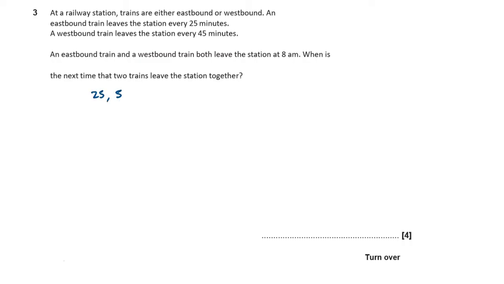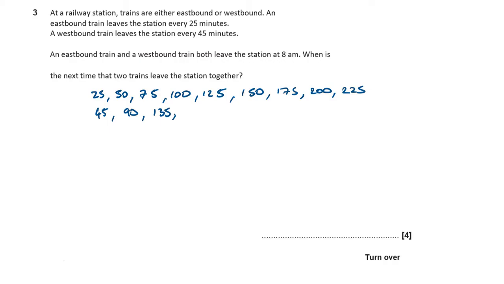25, 50, 75, 100, 125, 150. Don't know how far I'm going to have to go. 175, 200, 225. Okay, that will do for now. Let me just switch to the other one. 45, 90, 135, 180, is that? And then 225. Oh, that was a good guess. I had a feeling that I was getting close. Okay, so there's my common multiple of those two numbers.